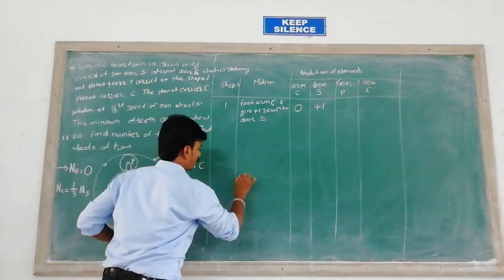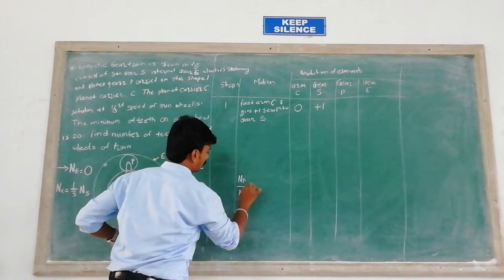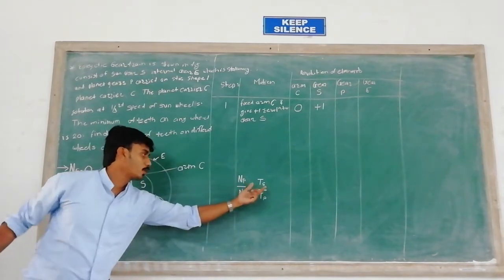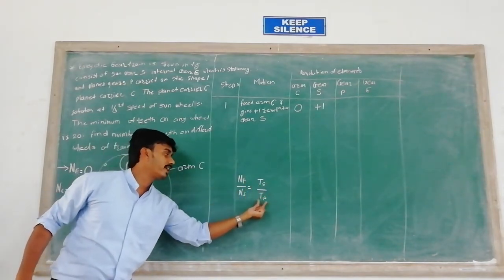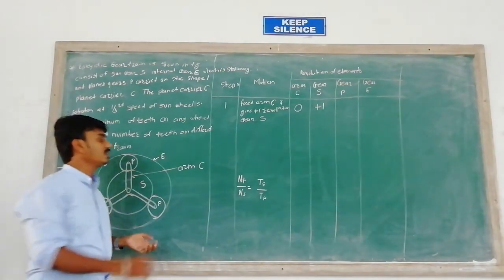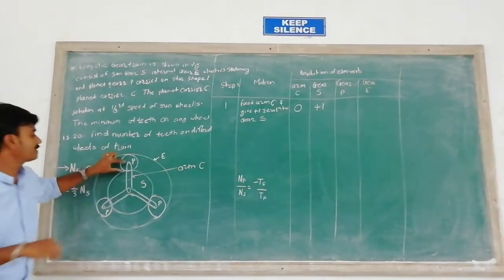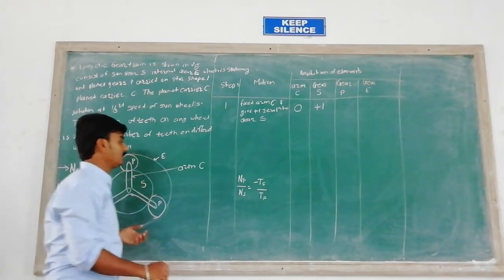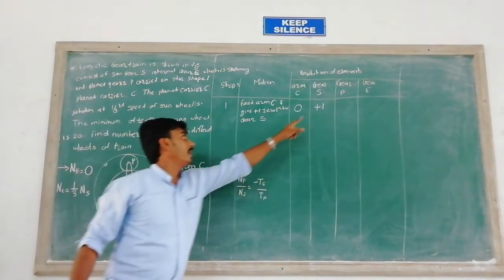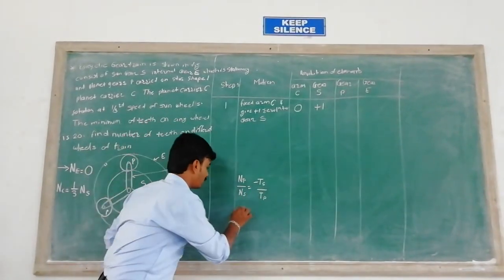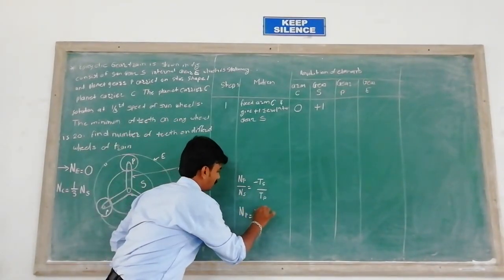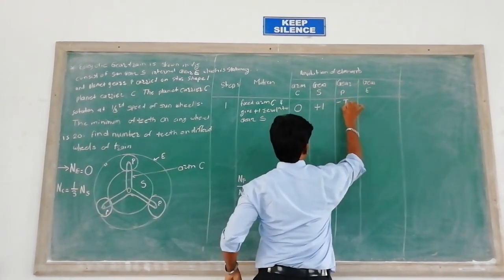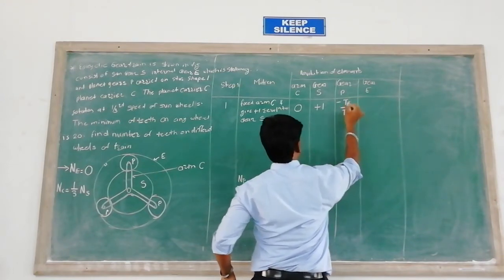So NP divided by NS is equal to minus TS divided by TP, where TS is the number of teeth on the sun gear and TP is the number of teeth on the planet gear. This is a minus sign because these two gears are meshing externally with each other. And NS is equal to 1, which means NP is equal to minus TS divided by TP.